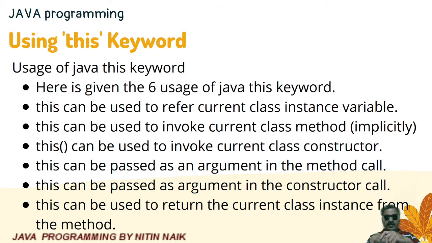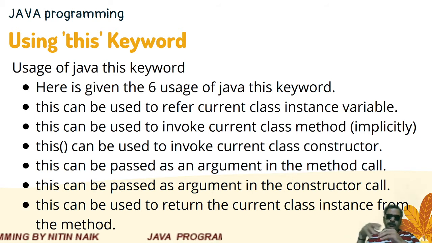So what is a constructor? I think all of you know what a constructor is. A constructor is a special member function of a class which is executed automatically when you create an object of that class. This can be passed as an argument in a method call. If I want to pass the current variable value of a class to a member method, then it is possible to pass that value by using this keyword. This can be passed as an argument in the constructor call also.